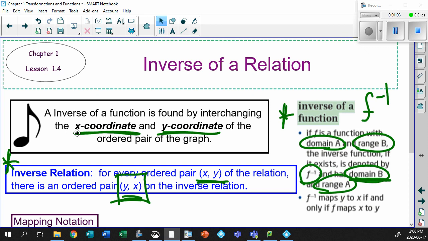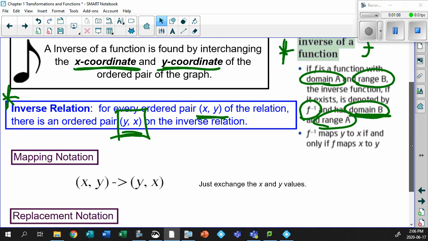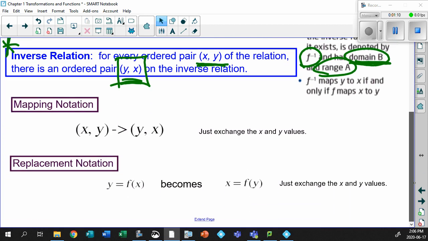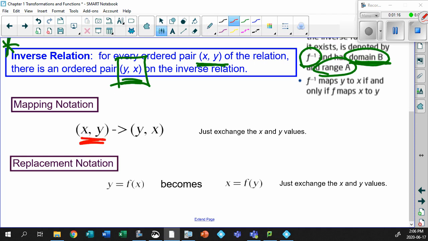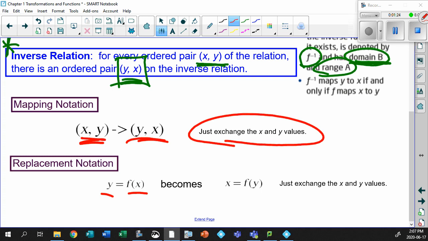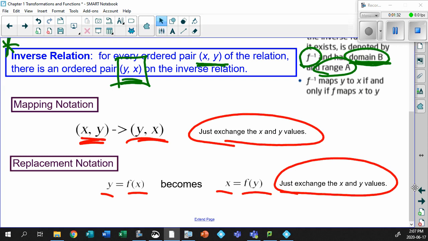Okay, so with that in mind, let's keep on going. Let's look at the mapping and replacement notation. This is the easiest one. All you're going to do is take every (x, y) and make it (y, x). Just exchange the x and y values. That's all you got to do. Same with replacement notation. y equals f of x was our original. Guess what? x now is f of y. Just again exchange the x and y values. Is it really that simple? Yes, it is. Okay, let's keep on going then.